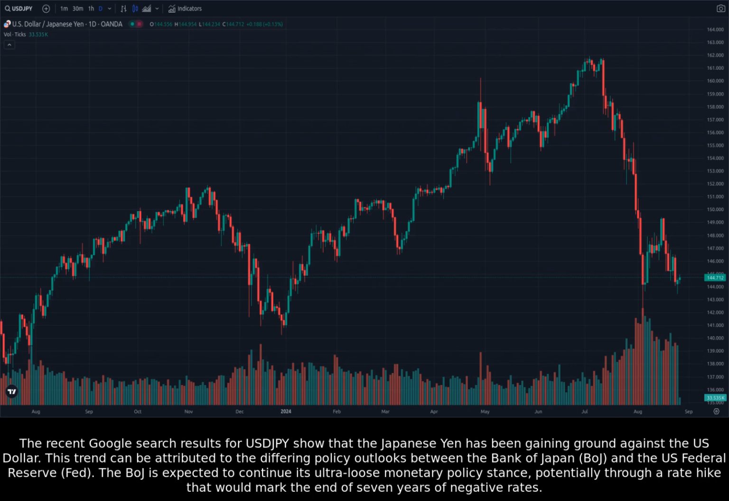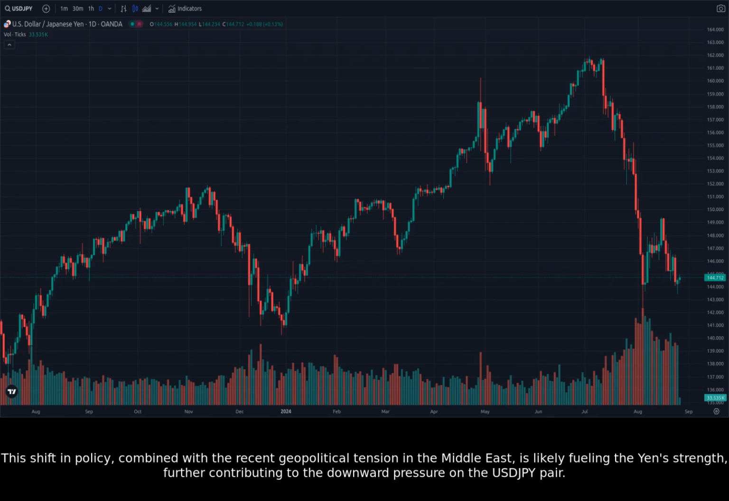The recent Google search results for USDJPY show that the Japanese yen has been gaining ground against the US dollar. This trend can be attributed to the differing policy outlooks between the Bank of Japan, BOJ, and the U.S. Federal Reserve, Fed. The BOJ is expected to shift its ultra-loose monetary policy stance, potentially through a rate hike that would mark the end of 7 years of negative rates. This shift in policy, combined with the recent geopolitical tension in the Middle East, is likely fueling the yen's strength, further contributing to the downward pressure on the USDJPY pair.